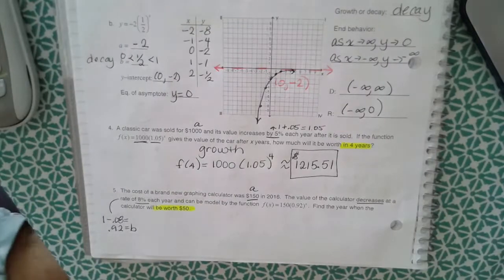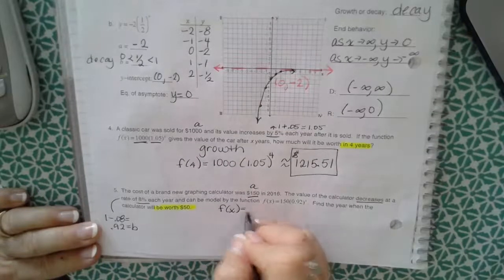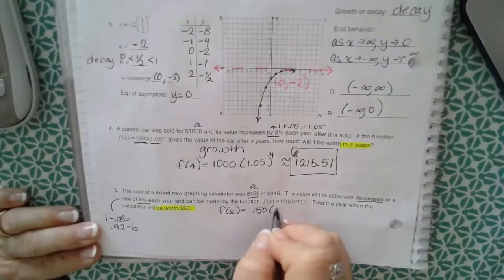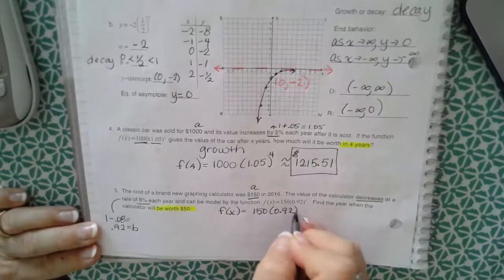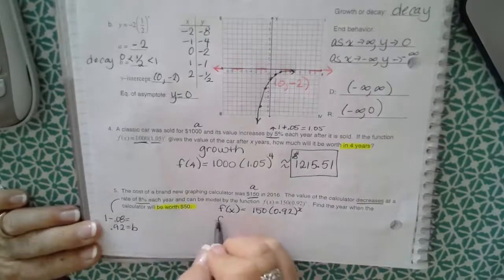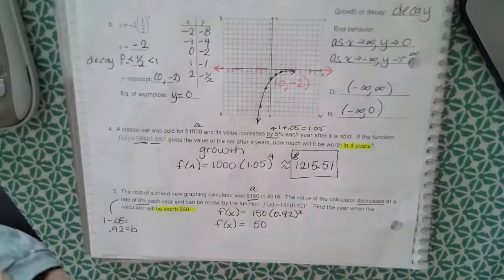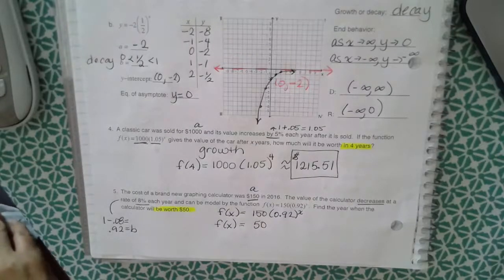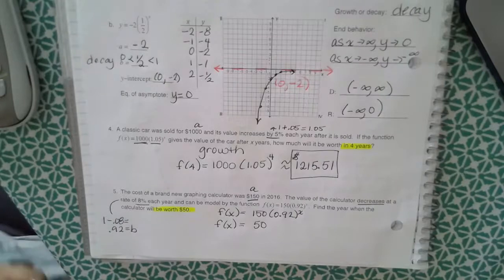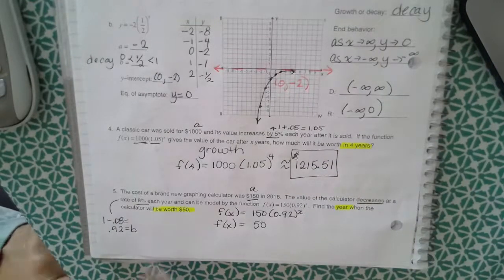Is that our X value or is that our Y value? It's our Y value. So if I write my function, here's my original one. I'm just going to write it out. They're telling us that our Y value, which is f of x, is $50. Now, how are we going to be able to find out the year? Because it's asking us the year, which is the X value. So we're going to use our graphing calculator.